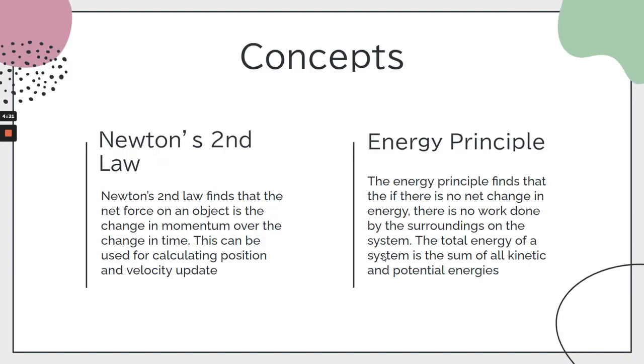So the concepts that will be used in today's lab are Newton's second law, which finds that the net force on an object is equal to the change in momentum over the change in time, which can be used for calculating position and velocity updates. We'll also be talking about the energy principle, which finds that if there's no net change in energy, there's no work done by the surroundings on the system. The total energy of the system is the sum of all kinetic and potential energies.